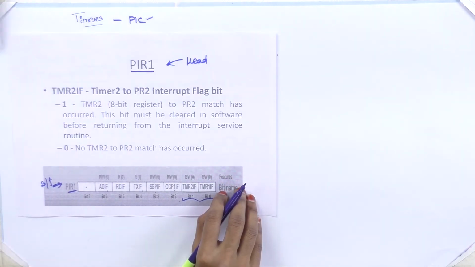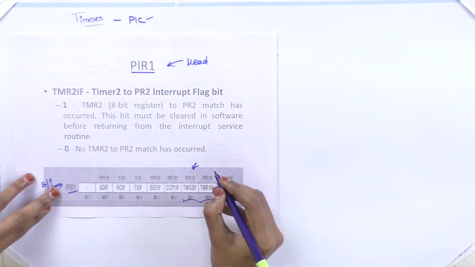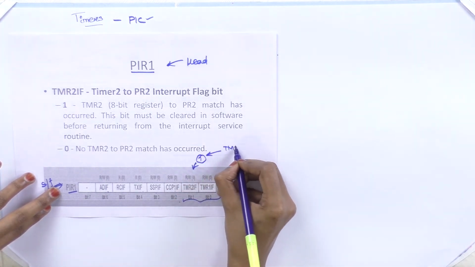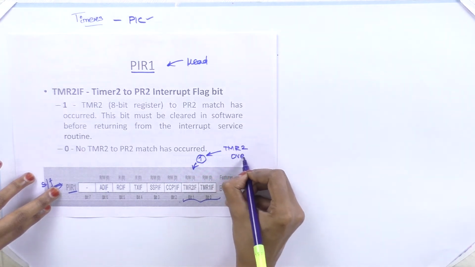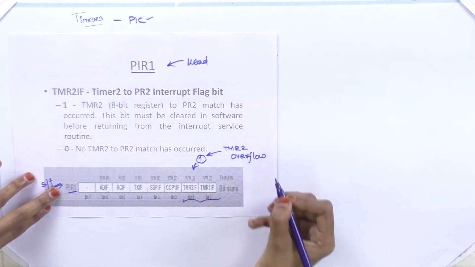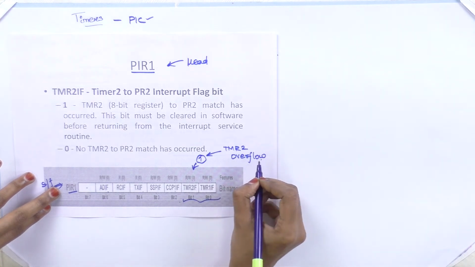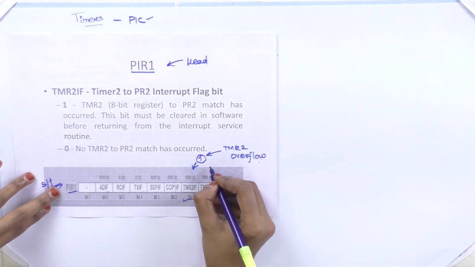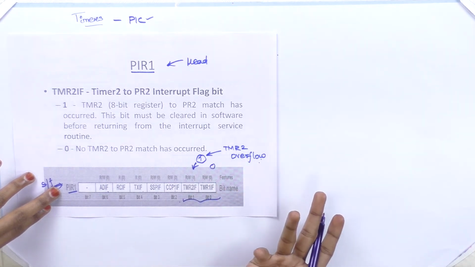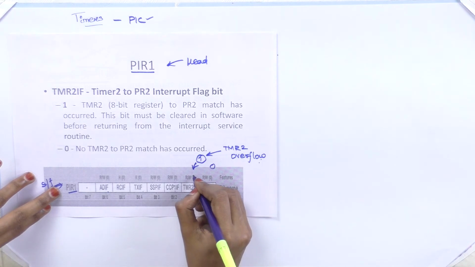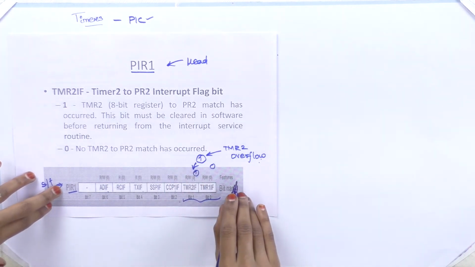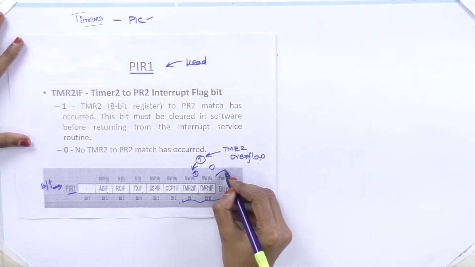The Timer 2 bit will be set whenever Timer 2 overflows. When Timer 2 has overflowed, this bit is set automatically. If it is 0, it means Timer 2 has not overflowed. If this bit is 1, it means an interrupt has occurred. And this other bit is for Timer 1.